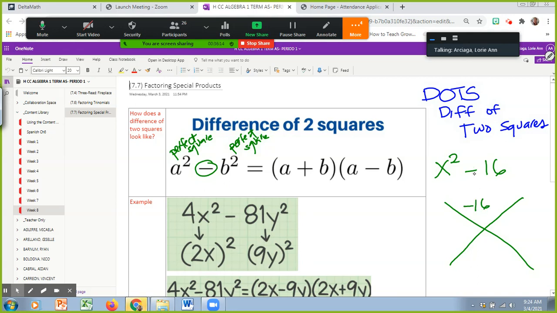Then there's no linear term. There's no something like 3x or 4x. So you're going to put a 0. And then you're going to find two numbers that multiply to negative 16 but add to 0. Can you tell me what they are in the chat box?